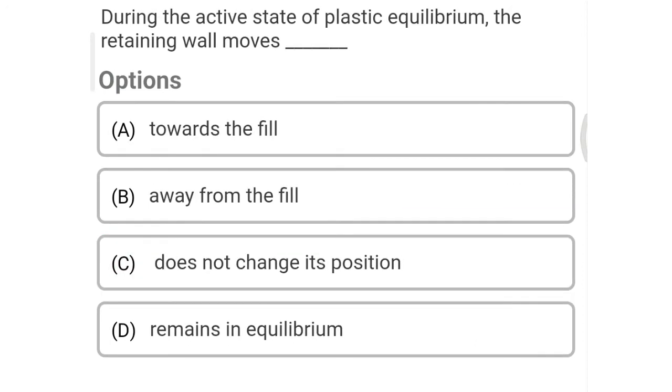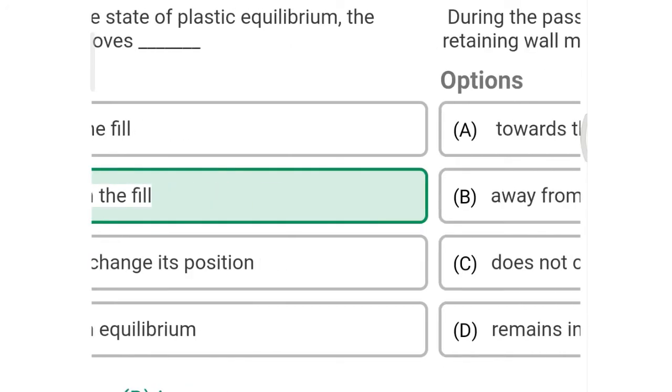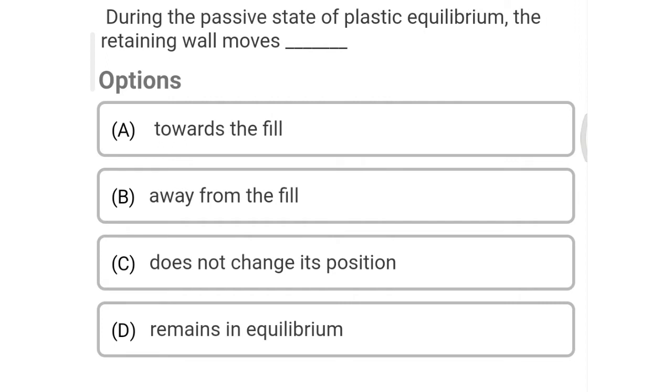So next question, during the active state of plastic equilibrium, the retaining wall moves option A towards the fill, option B away from the fill, option C does not change its position, option D remains in equilibrium. So the correct answer is option B away from the fill. So next question, during the passive state of plastic equilibrium, the retaining wall moves option A towards the fill, option B away from the fill, option C does not change its position, option D remains in equilibrium. So the correct answer is option A towards the fill.